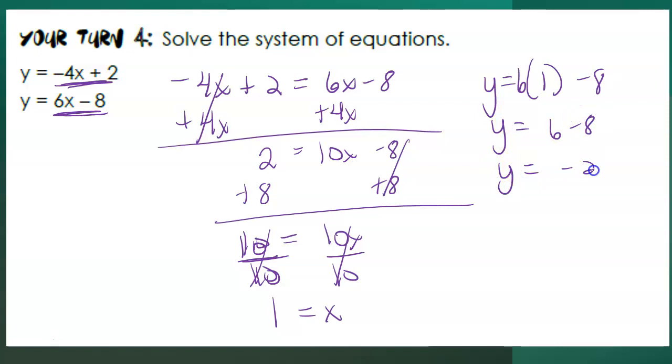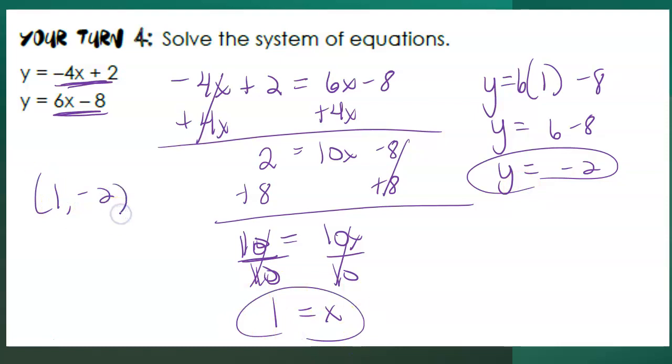6 minus 8 is negative 2. So I get 1 comma negative 2, which makes sense if you plug it in, okay? Because if I do negative 4 times 1 is negative 4, plus 2 is negative 2. And the second one, if I do 6 times 1 is 6, minus 8 is negative 2.